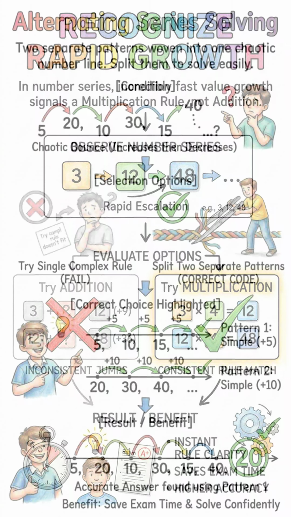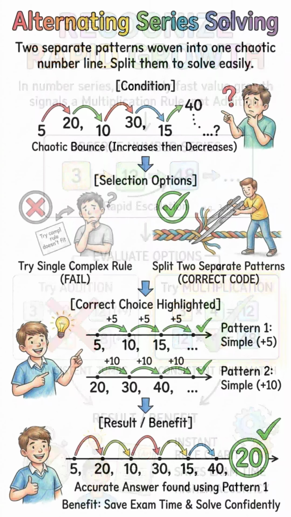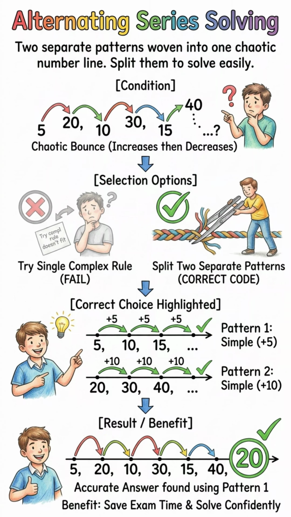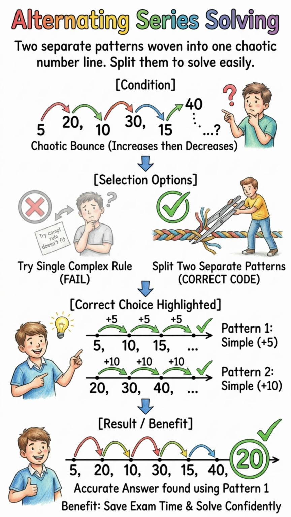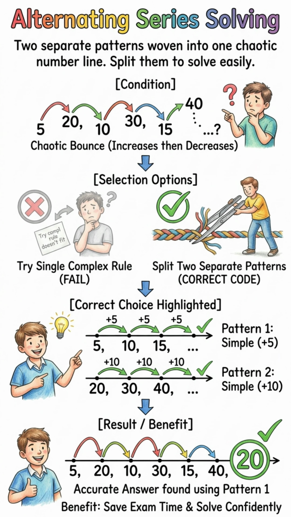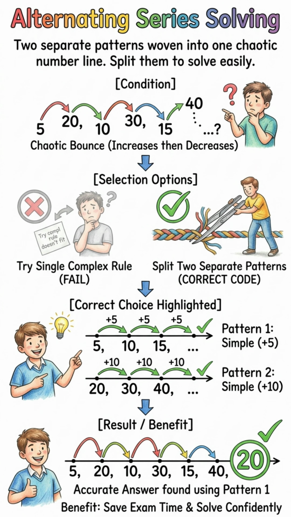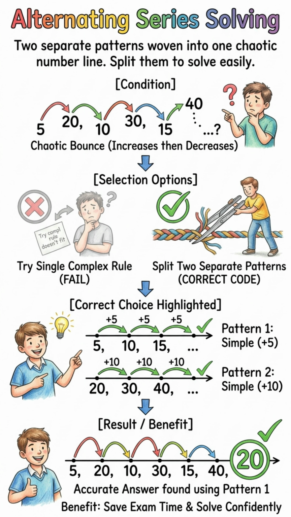Sometimes you will encounter an alternating series, which is actually two completely separate patterns woven together into one line. You can spot an alternating series when the numbers bounce up and down chaotically, such as increasing, then decreasing, then increasing again. To solve this, you simply skip every other number, treating the first, third, and fifth numbers as one pattern, and the second, fourth, and sixth numbers as another. Splitting the sequence apart instantly removes the chaos and reveals two very simple rules.